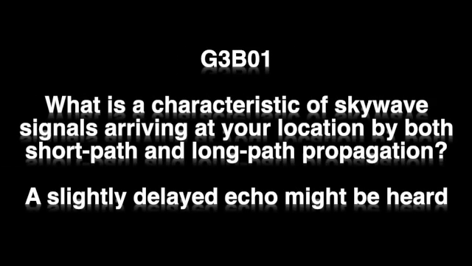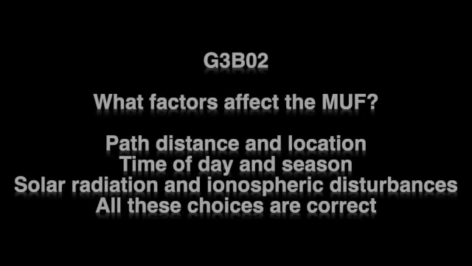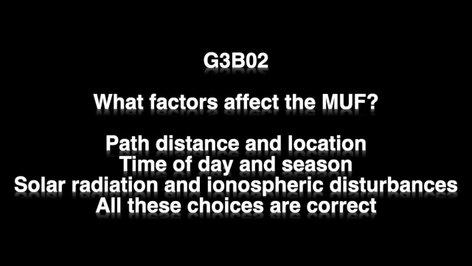G3B01. What is a characteristic of skywave signals arriving at your location by both short path and long path propagation? A slightly delayed echo might be heard. G3B02. What factors affect the MUF? Path distance and location. Time of day and season. Solar radiation and ionospheric disturbances. All these choices are correct.